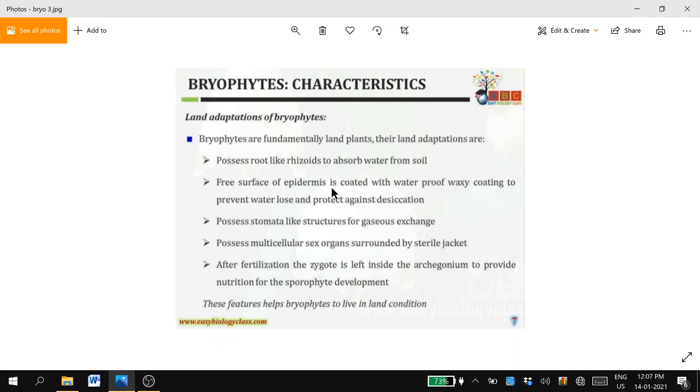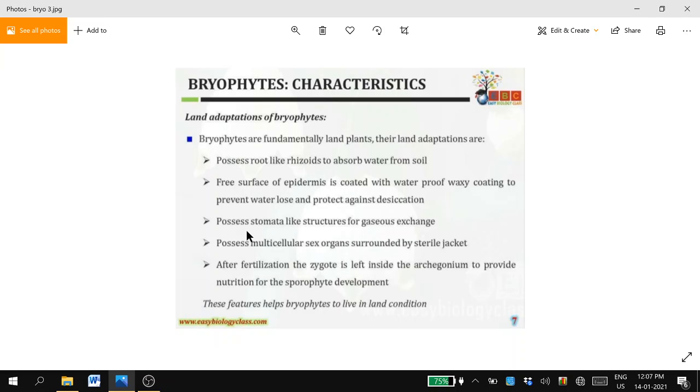This point says that the epidermis of bryophytic plants is covered with a waterproof waxy coating. It means a waxy covering is present on the epidermis of bryophytic plants, and this waxy covering prevents water loss and protects these plants against desiccating conditions. It means water cannot evaporate due to the presence of this waxy coating, which is waterproof.